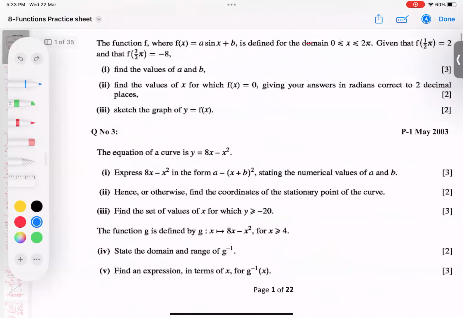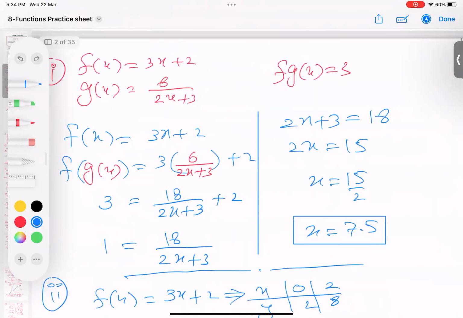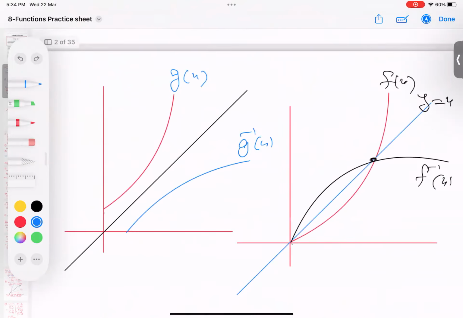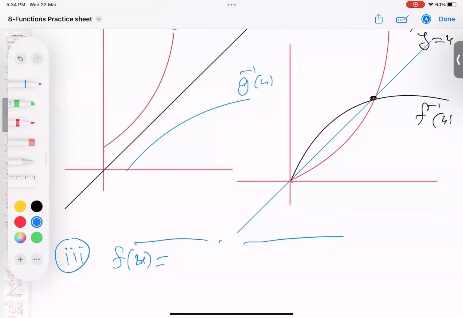Let's talk about the next part. What he's saying here is: express f inverse and g inverse, and solve them. This is also an O levels pattern. I'm finding both inverses, and let's start. First of all, I'll find the inverse of this. Third part here: how to find f of f inverse of x? I will find both, inshallah.